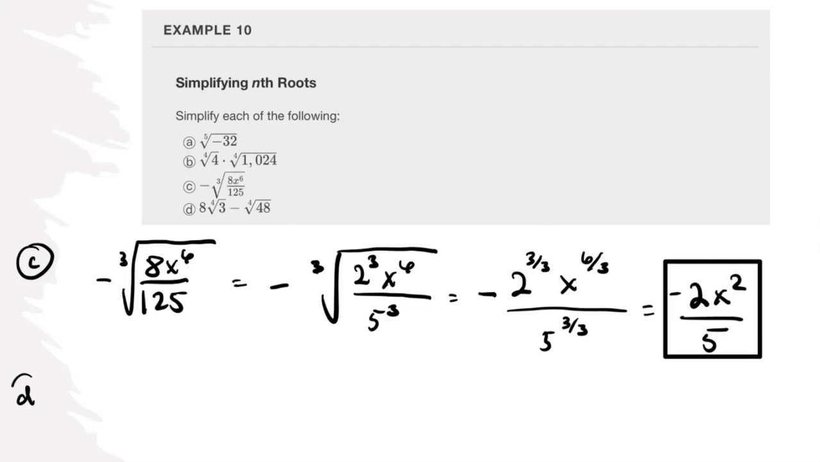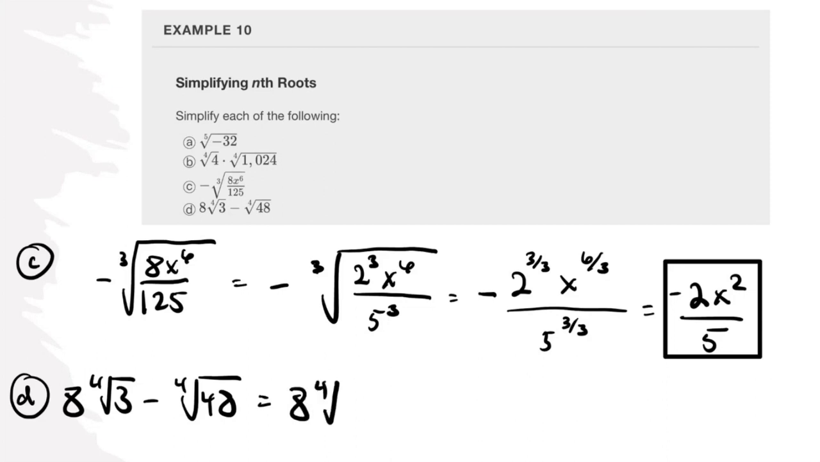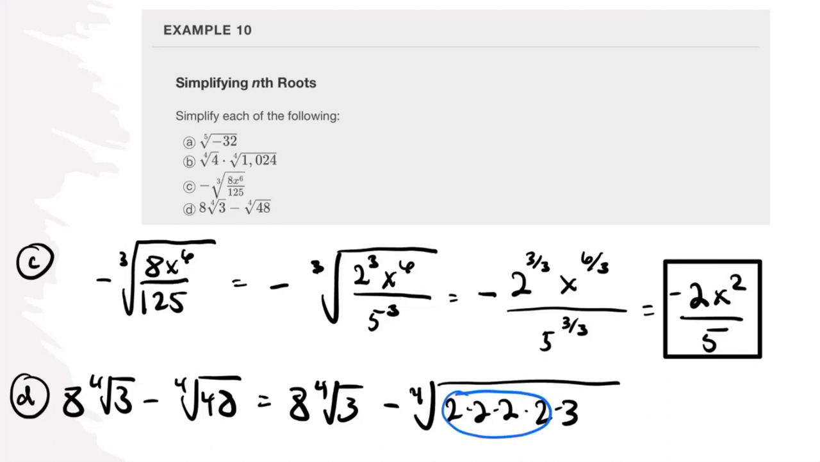Let's work on part D. We got this 8 times the 4th root of 3 minus the 4th root of 48. Let's manipulate that second term. Now we have the 4th root. Now 48 is what? 6 times 8. So 8 is 2 times 2 times 2. 6 is 2 times 3. There's our group of 4 that we were looking for.